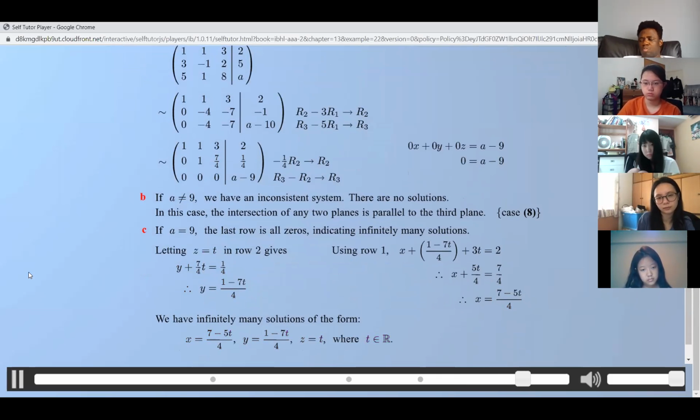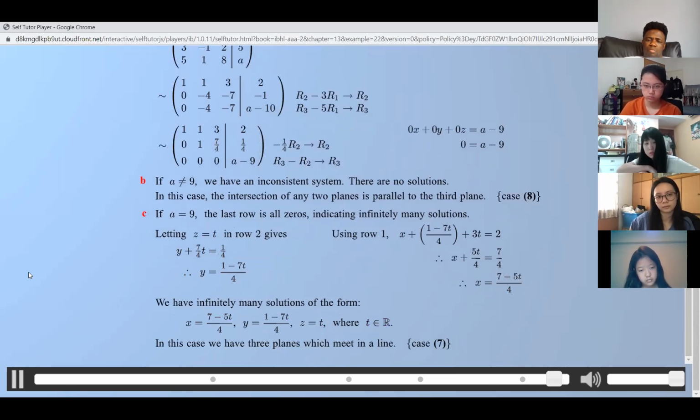From the original equations, we can see the normal vectors are different for each plane, and none is a scalar multiple of another. So, no two planes can be coincident. We therefore conclude that we have three distinct planes that intersect in a line. That's kind of similar to the other one, right? Not exactly the same, but similar.